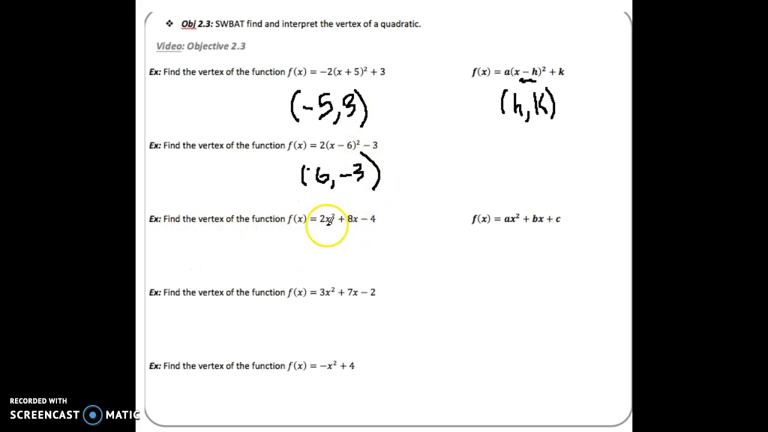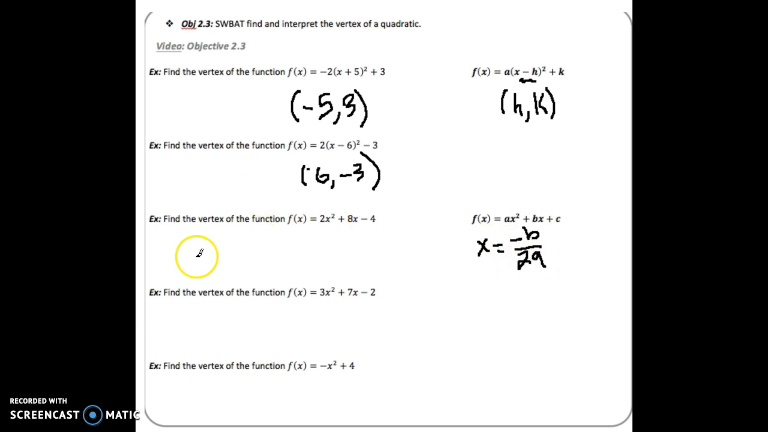Now we take a look at this next one, which is in standard form. So when it's in standard form, which again is ax squared plus bx plus c, we have an equation that we can use to find the x coordinate of the vertex. We can plug that in, then, to find the y coordinate. So our formula is x equals negative b over 2a. So I would definitely write that down on your paper.